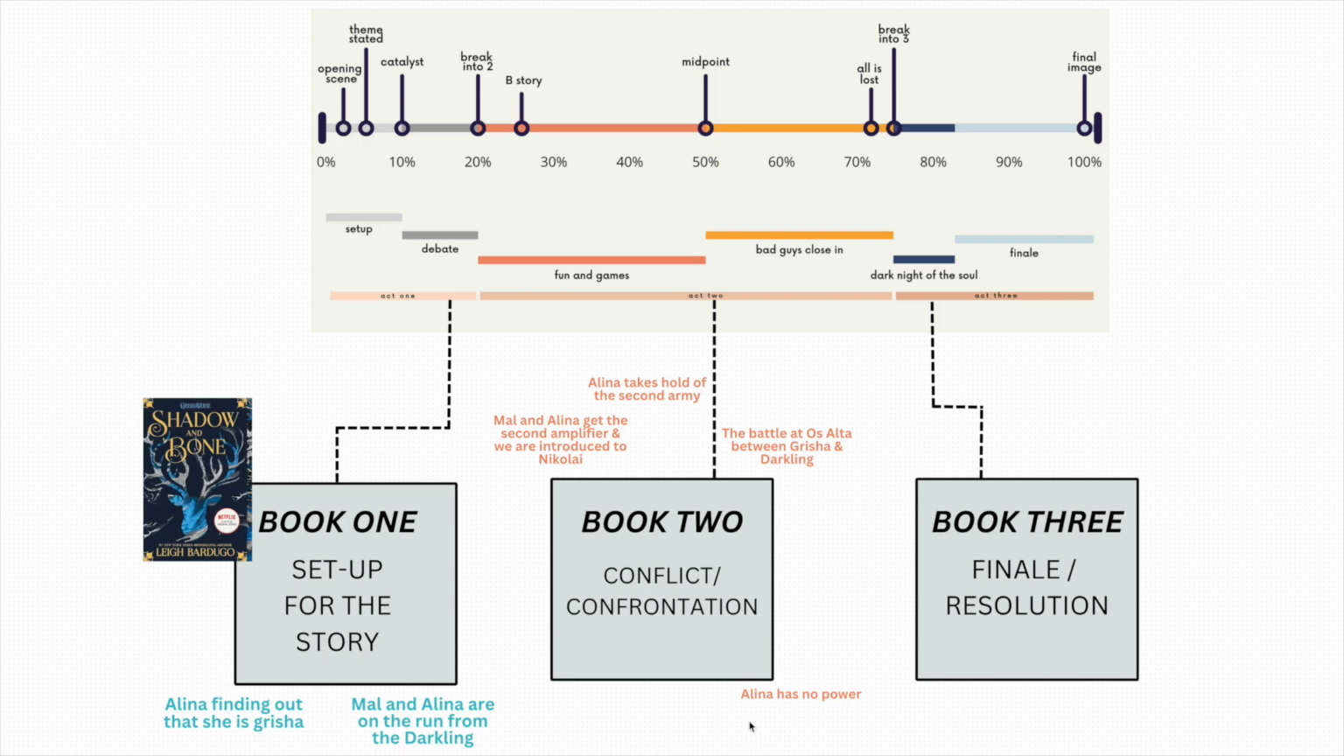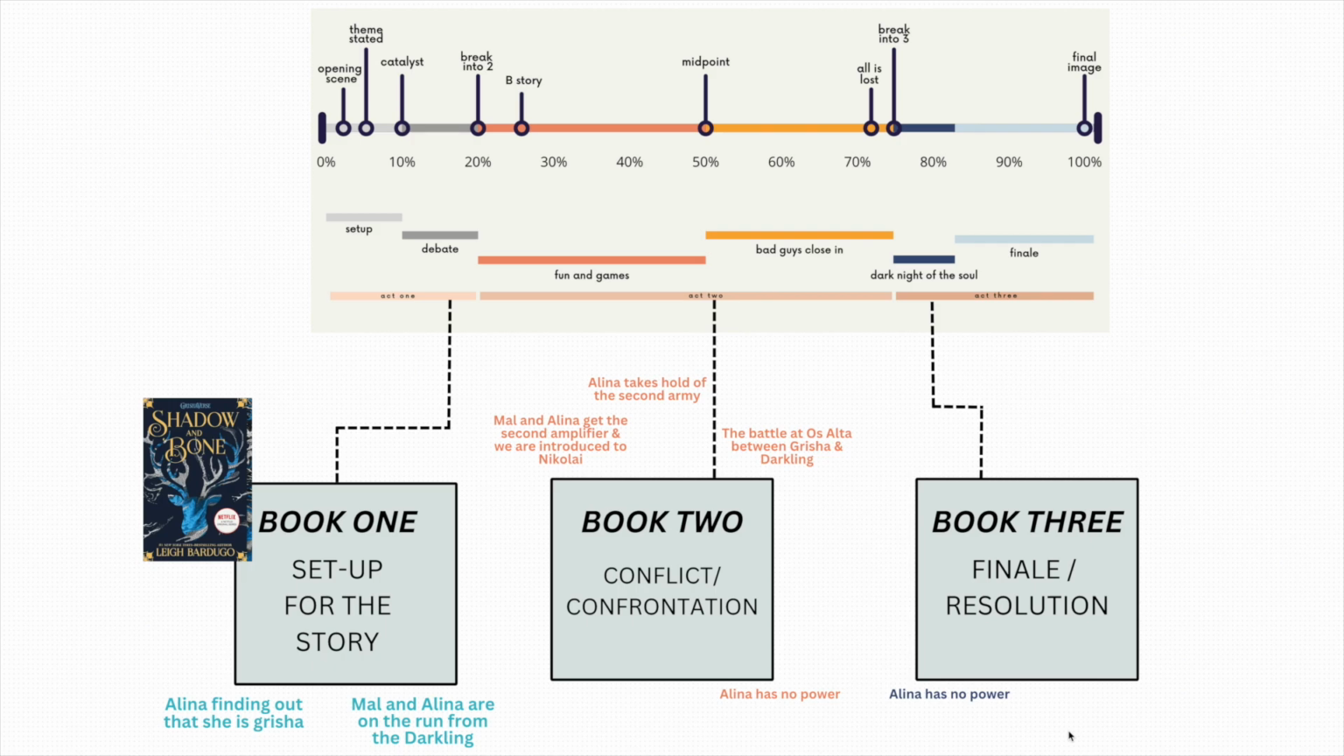Alina tries to sacrifice herself in this battle at Os Alta with the Darkling. She does not end up dying. Her and her buddies do end up escaping into these underground tunnels where these religious fanatics have fled to, but Alina has no power. And that is where we start book 3, because it is the dark night of the soul. You see how that kind of lines up?